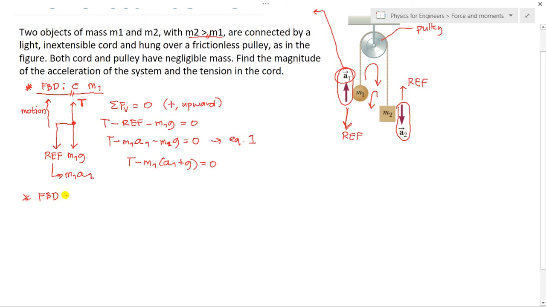So the FBD of the second object, mass 2. Draw a point that will represent your second object, mass 2. And then, again, start with the gravitational force, so we have a downward gravitational force, mass 2 times gravity. And class, what is the direction of our motion for the second object, mass 2? Downward. It is important to write the direction of motion. So this is the direction of our motion, downward.